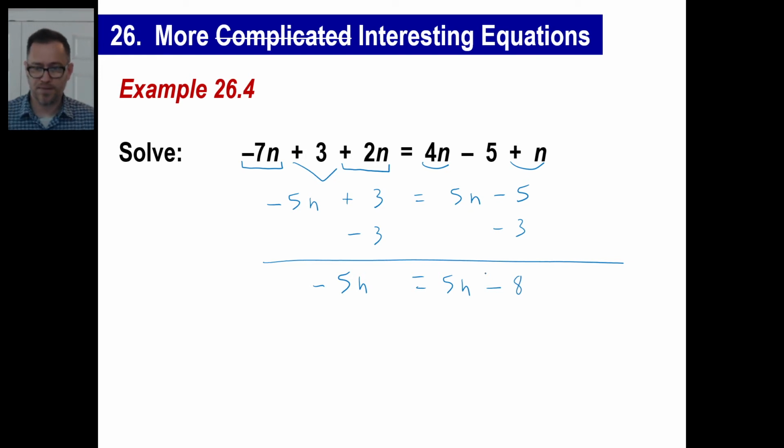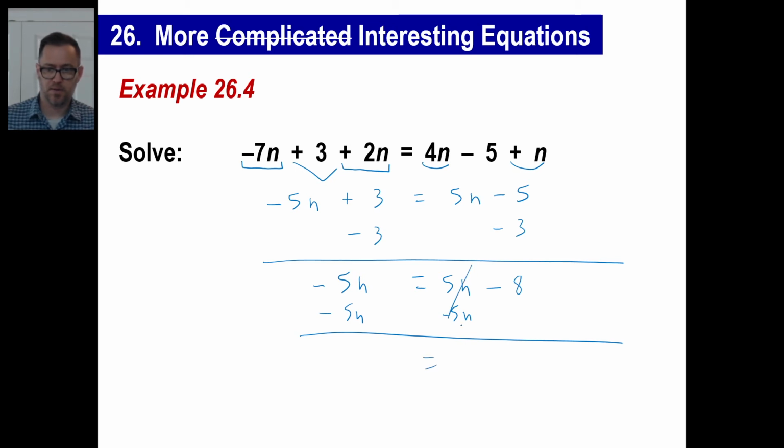Okay, well, I don't want that 5n sitting there, so I'm going to subtract 5n. That is gone, and I'm going to subtract 5n there, and there we go. And of course, we know that goes away, and it's just a negative 8. Negative 5n minus 5n is negative 10n.